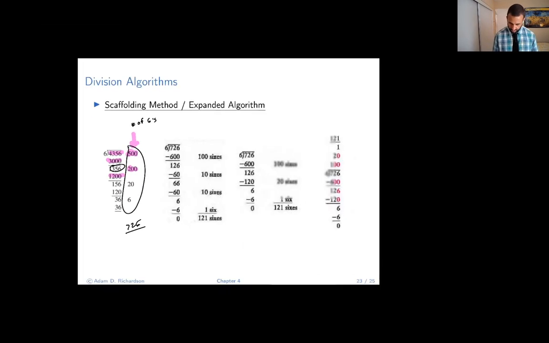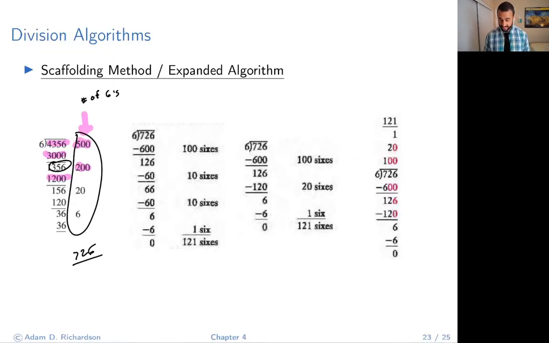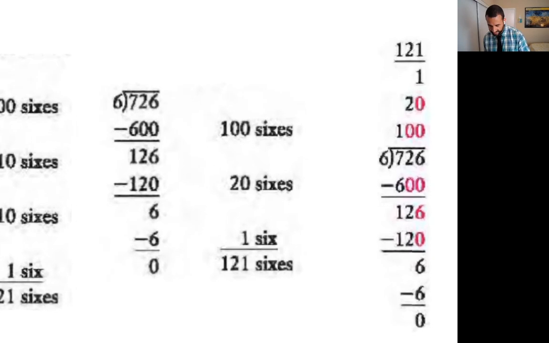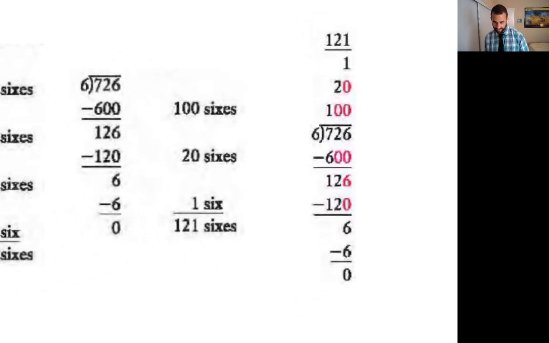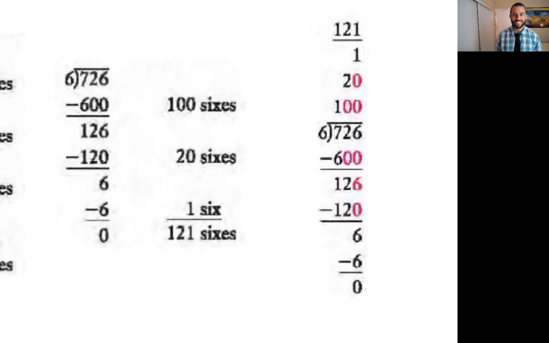Okay. Now, the rest of these are similar. The one on the far right is an interesting one. There we go. This is the same thing. This is still using the expanded algorithm, but this is sometimes called the scaffolding algorithm because the student is writing the results or the number of sixes vertically.